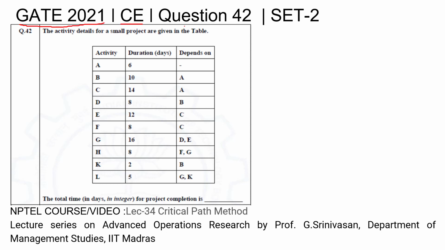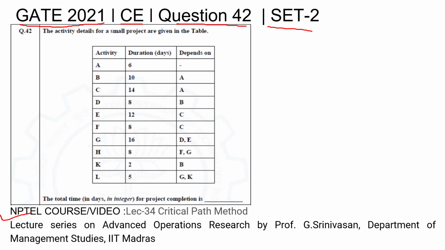2021 civil engineering question number 42 set 2. The activities details for a small project are given in the table. The total time in days for project completion is. For this question you can refer to this NPTEL video lecture. Let's try to solve this question.